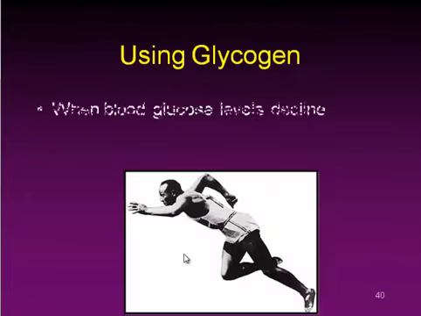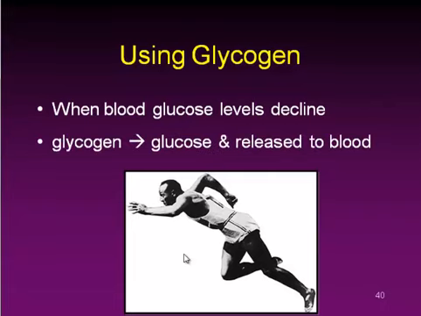And when your blood glucose levels begin to decline and you begin to need more ATP production, well then your body converts that glycogen back to glucose, releasing it into the blood where it can then enter the aerobic respiration pathways.